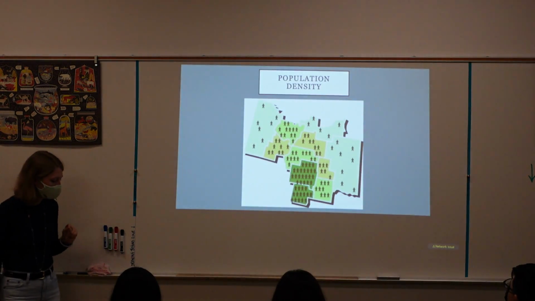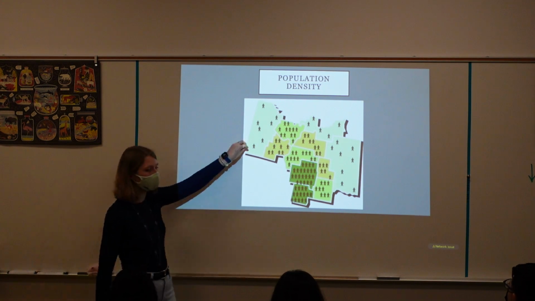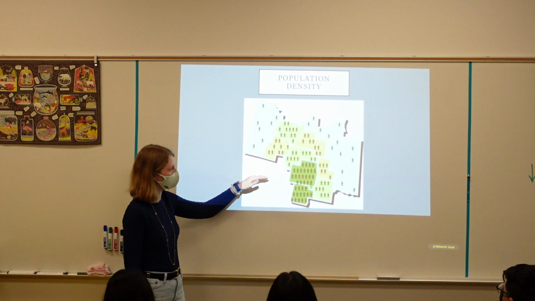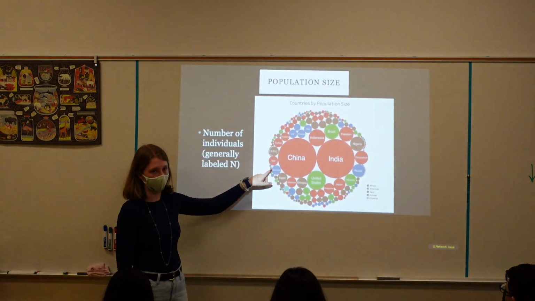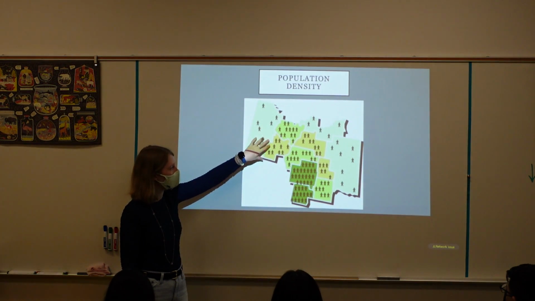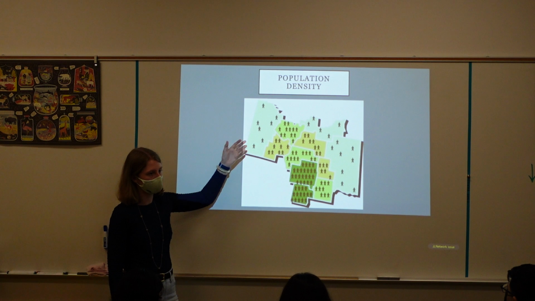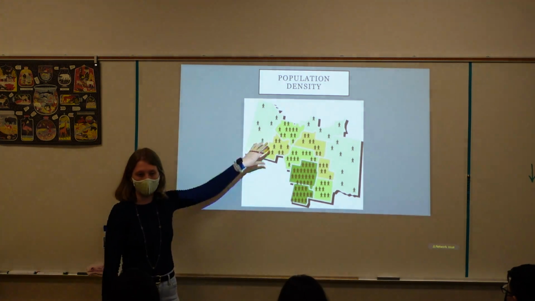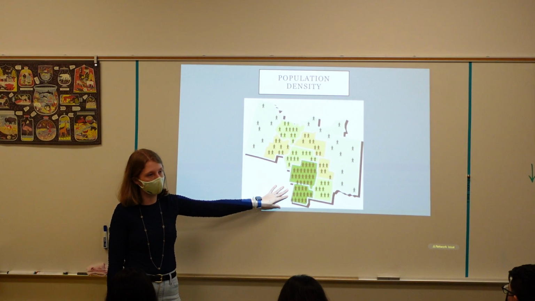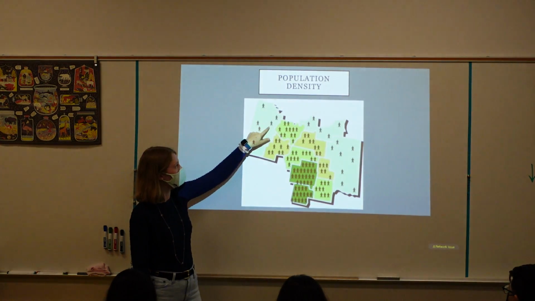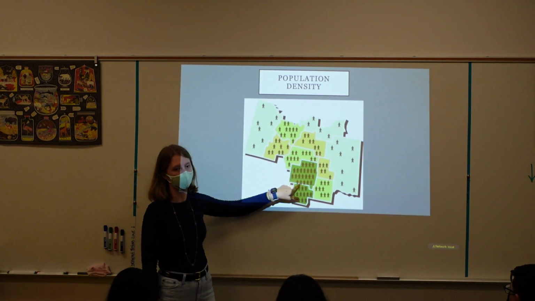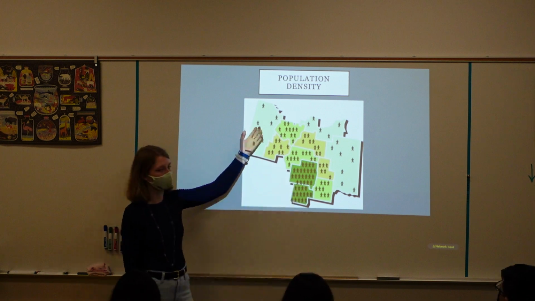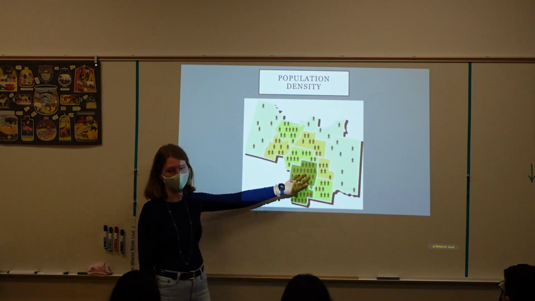Now, when you're talking about population density, remember that it's the number of individuals in a specific area, not just the number of individuals like here. Generally speaking, when you see a population density diagram, the lighter colors are going to be less dense, the darker colors are going to be more dense. So you can see that there's fewer people here and more people in the darker ones. That's just showing you the difference of low density versus higher density.